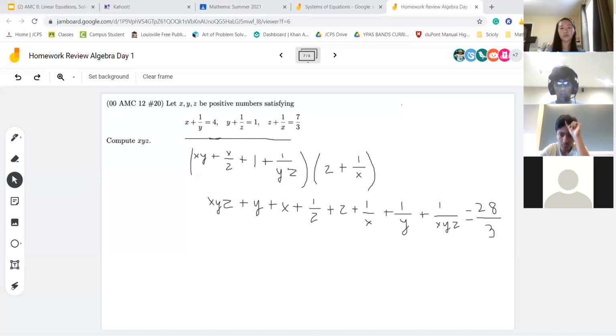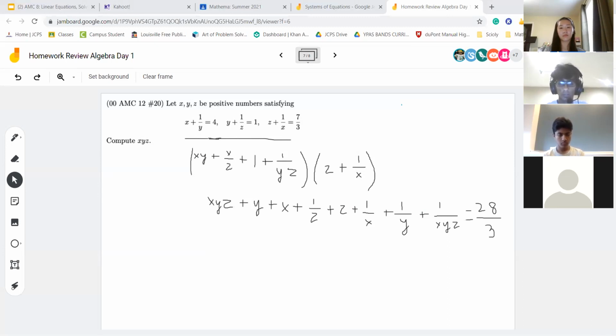I think that method might be all right, but when you're in a time-pressured environment like AMC 8 or AMC 10, you want to use more clever manipulations and not really bash every single variable, writing out 20 different equations trying to solve for x, y, and z, and then multiplying them together. So what I did was I just multiplied x plus 1 over y times y plus 1 over z times z plus 1 over x.